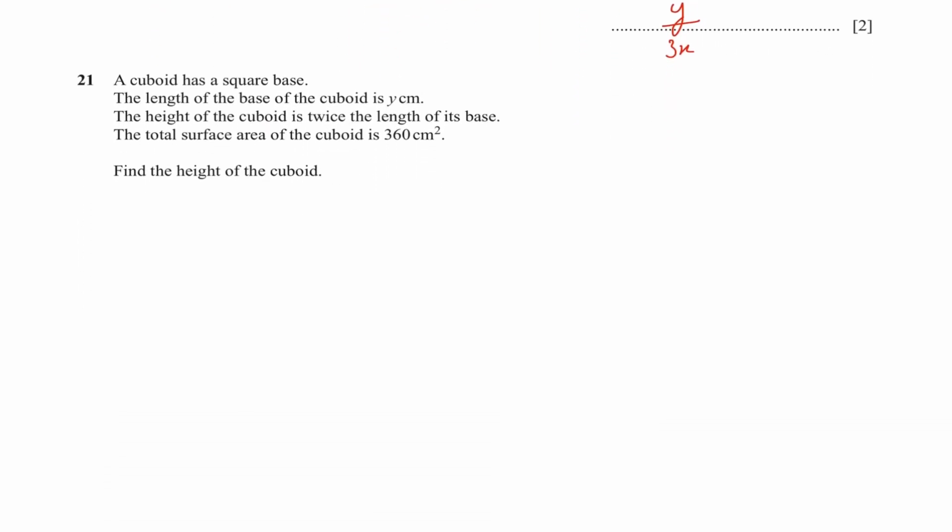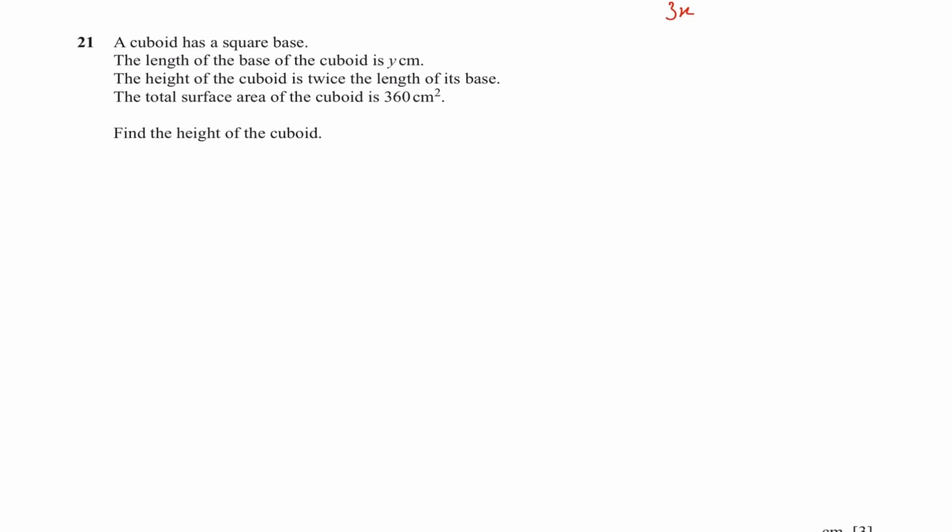Okay, let's move on to question number 21. It says a cuboid has a square base. The length of the base of the cuboid is y centimeter. The height of the cuboid is twice the length of its base. So that means the height is going to be equal to twice the length of its base, so simply 2y. The total surface area of the cuboid is 360 centimeter square. Okay, find the height of the cuboid.